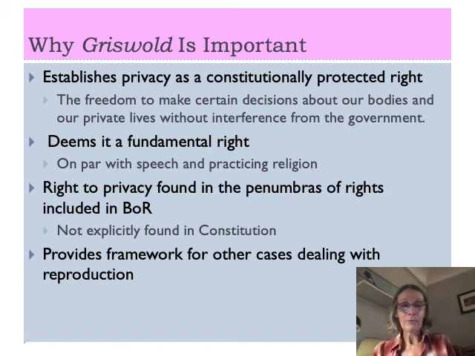And it basically provides a framework for other cases dealing with reproduction. So coming out of Griswold versus Connecticut, we now know that you have a constitutional right to use contraceptives, to get information about contraceptives, and to distribute information about contraceptives. That is a constitutionally protected right. What we're going to be talking about in the next lecture is whether or not this constitutional right to privacy extends to the right to terminate your pregnancy. In other words, is abortion also a protected right that you have under the established right to privacy?